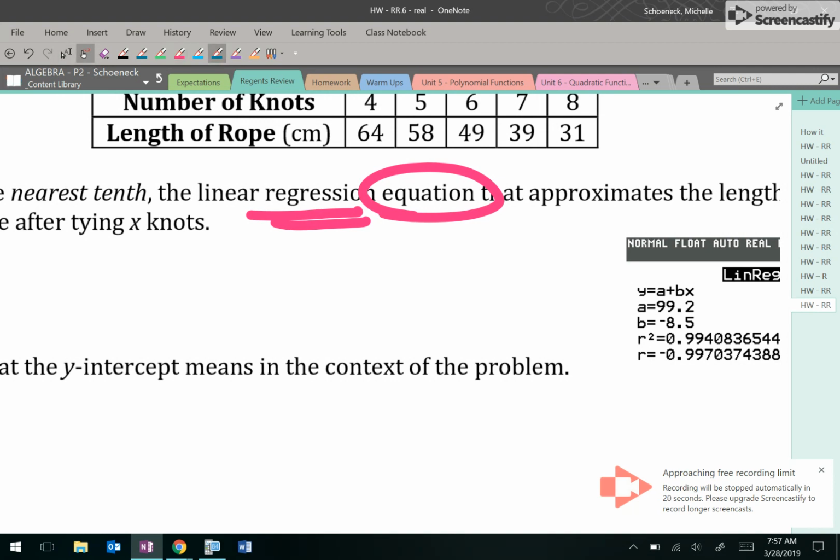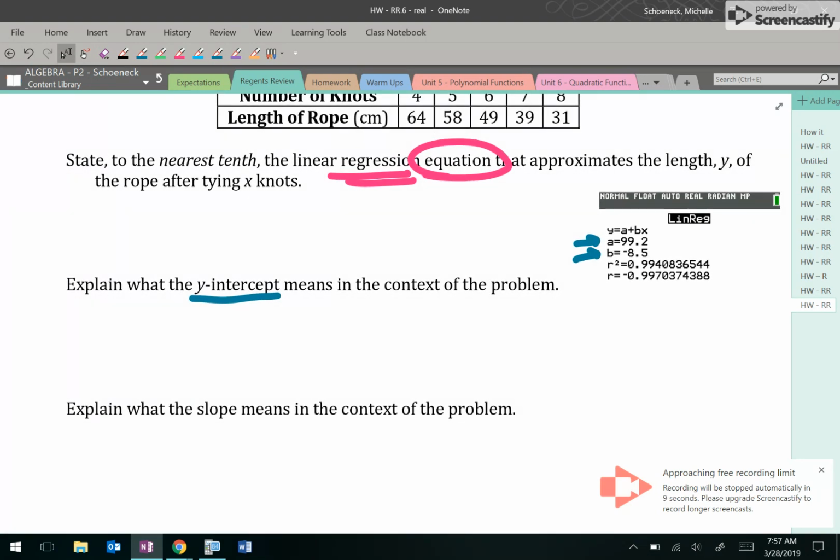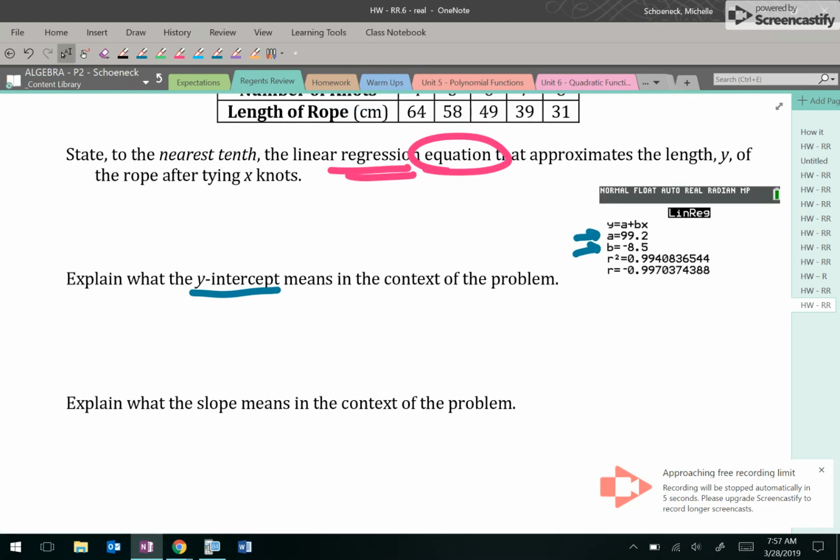I will not be able to finish it, but when we do that, I get a starting value and my rate of change. So remember, the y-intercept is the starting value. So we would start with 99.2 centimeters of rope, and the slope means that every knot shortens the rope by 8.5 centimeters. And I'm being cut off.